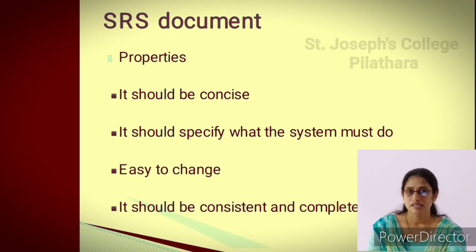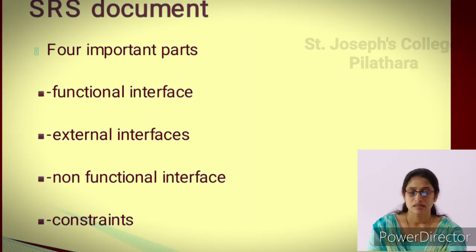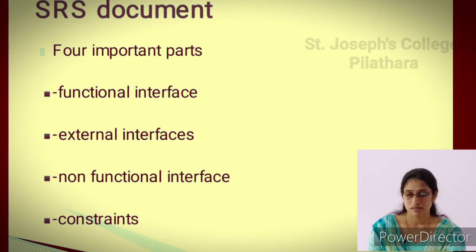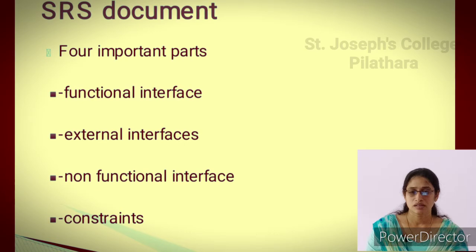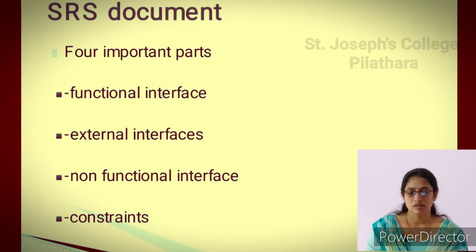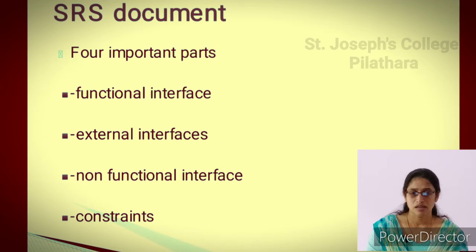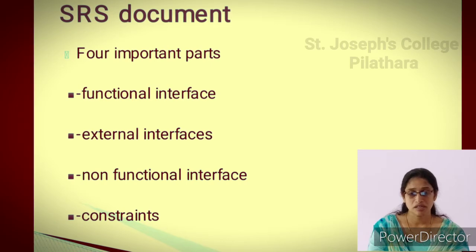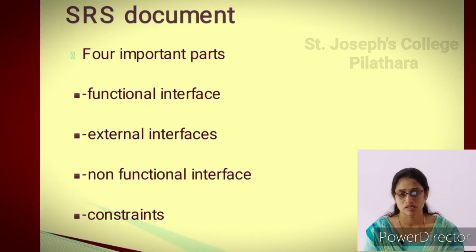Now let's see how to go about writing the SRS document. These are the 4 important parts in any good SRS document. Possibly the most important part is the functional requirements, and then we must identify the external interfaces: the external software and hardware with which the software needs to interact, and the users, and then the non-functional requirements. In the non-functional requirements, we document some requirements which cannot be specified as functions.